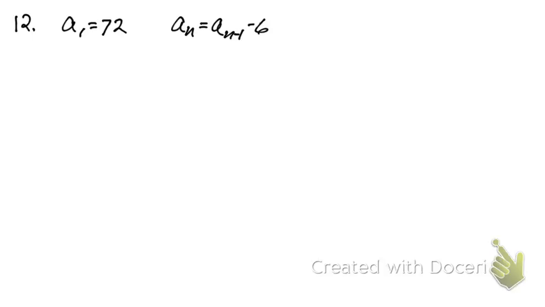Do I do anything else? Write the first 5 terms, find the common difference, and write the nth term. Oh, we're supposed to write an explicit formula on top of that. All right, so my first term is a sub 1 equals 72.